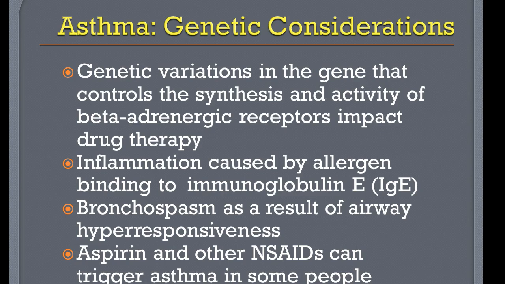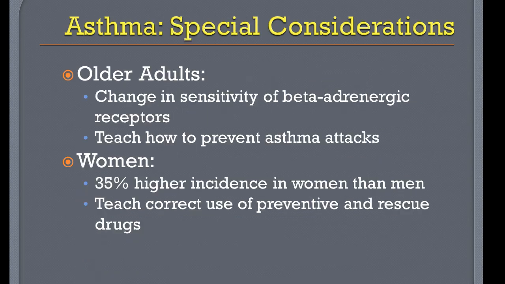And that's why initially when people are diagnosed with asthma, it might take them a while to feel for what it is that really triggers them to present with an attack. And sometimes it can be just basic stress. And those might be conditions in which someone may develop some type of asthmatic attack. And with older adults, they can have a change in sensitivity of beta-adrenergic receptors.